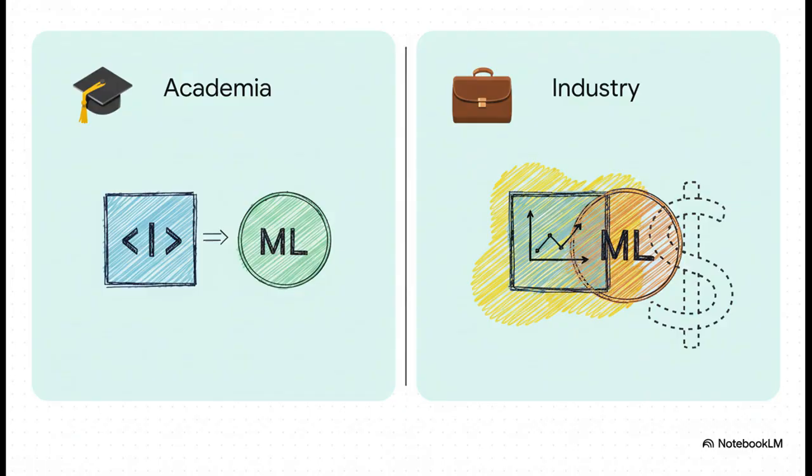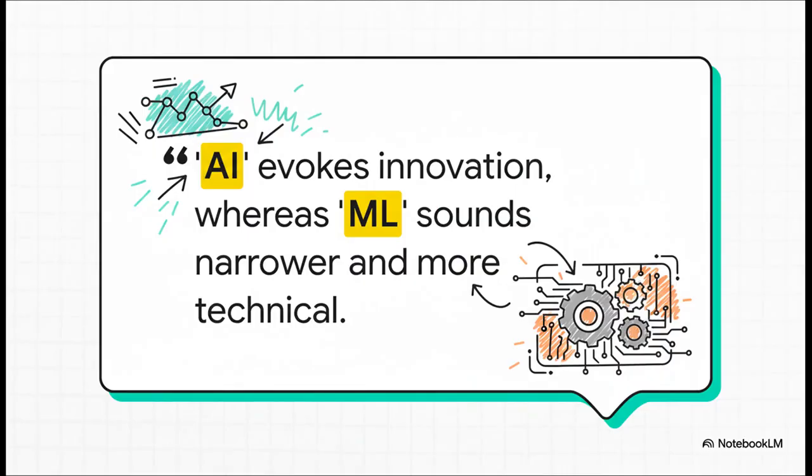This quote from Dr. Alshareet's work just hits the nail on the head. AI evokes innovation and strategic advantage, whereas ML sounds narrower and more technical. To a customer or an investor, AI sounds revolutionary. It sounds like the future. Machine learning sounds, well, like a technical detail for the engineering team. Let's be honest, AI just sells better.